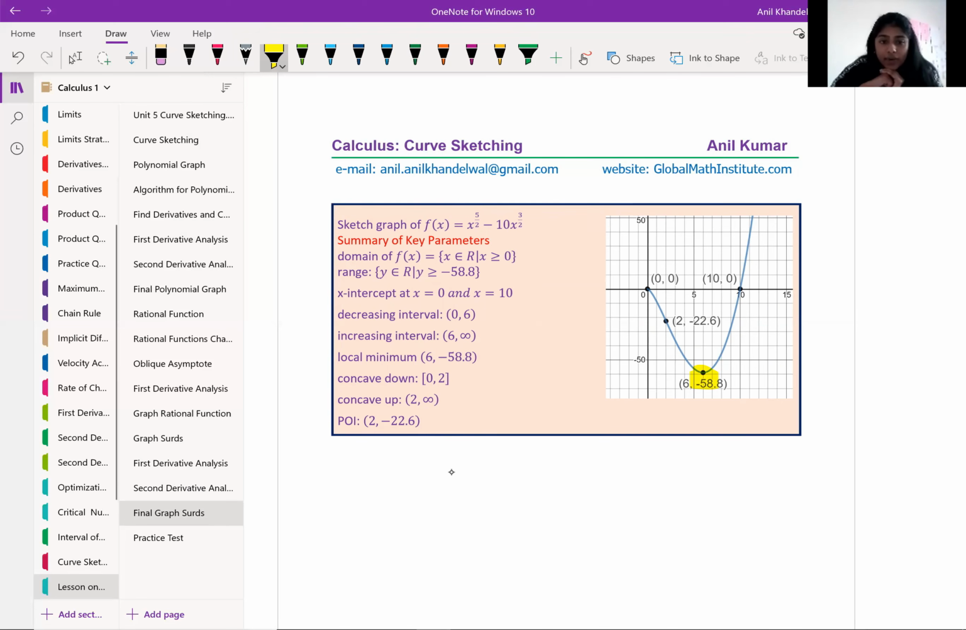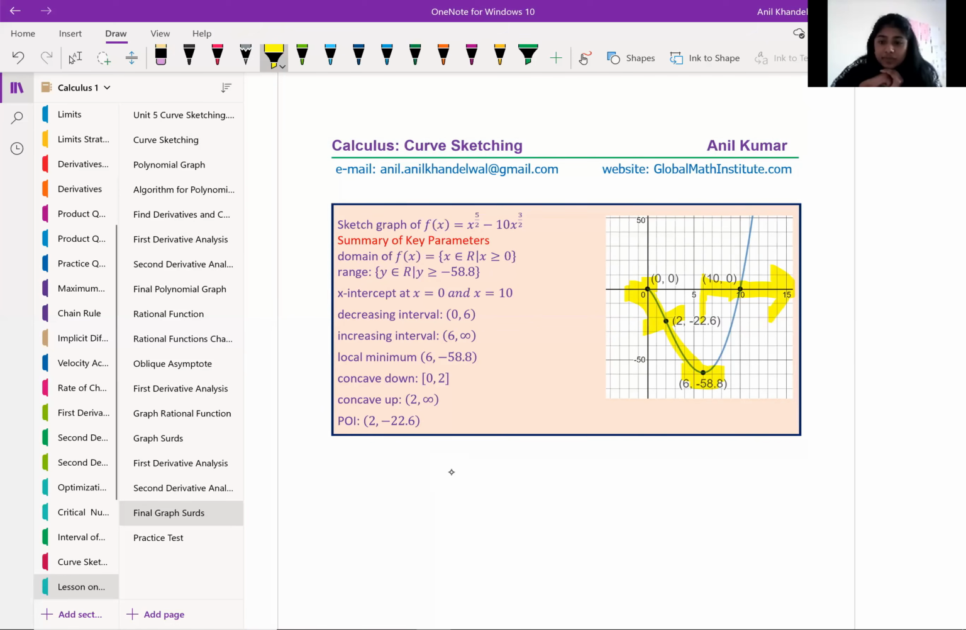X-intercept at x equals 0 and x equals 10. Decreasing interval from 0 to 6. Increasing interval from 6 to infinity. Local minimum at (6, -58.8). Concave down between 0 and 2. Concave up between 2 and infinity. And point of inflection at (2, -22.6).